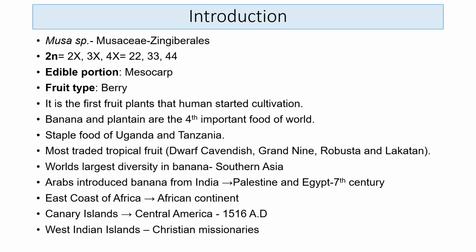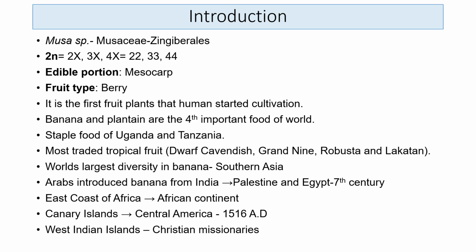So here the family of banana is Musaceae and the order is Zingiberales. And the chromosome number can be 2x, 3x or 4x, and accordingly it will be 22, 33 and 44, and the edible portion is mesocarp. The fruit type is berry, and banana is the first fruit that humans started cultivating.